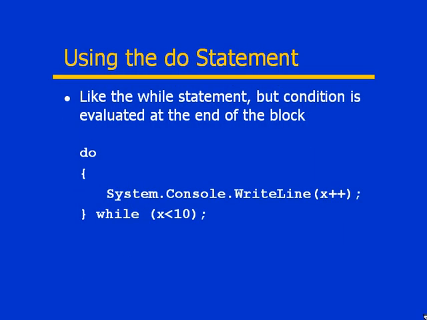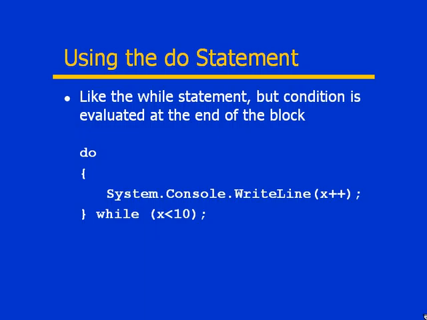The do statement is also an iterative processing statement. However, this differs from the while in that with the do statement, the condition is evaluated at the end of the block. The nice thing about the do statement is that you're guaranteed that the code inside the block will run at least once. With the while statement, you have no such guarantee.